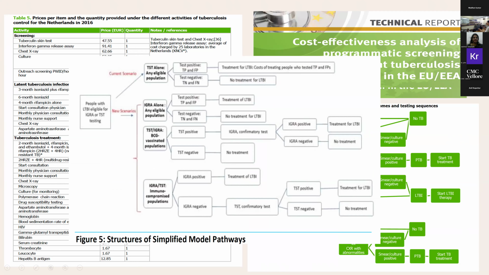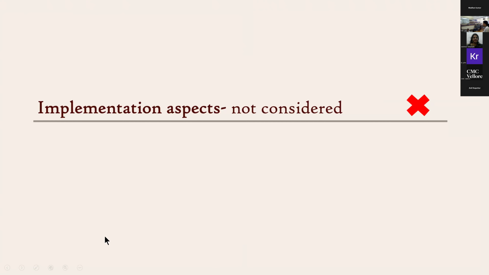Whereas in this study, for example, in the new scenario: test positive, treatment. But before treatment, are you going to do a chest X-ray? Are you going to do a culture sensitivity? Are you going to check liver enzymes? They have not explicitly described that. Maybe it was part of the original studies, but they don't cover that in much detail. So implementation aspects have not actually been considered in their study.